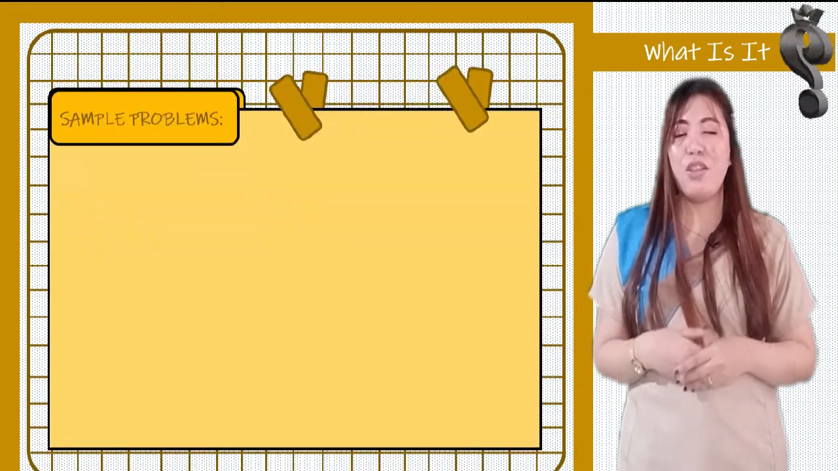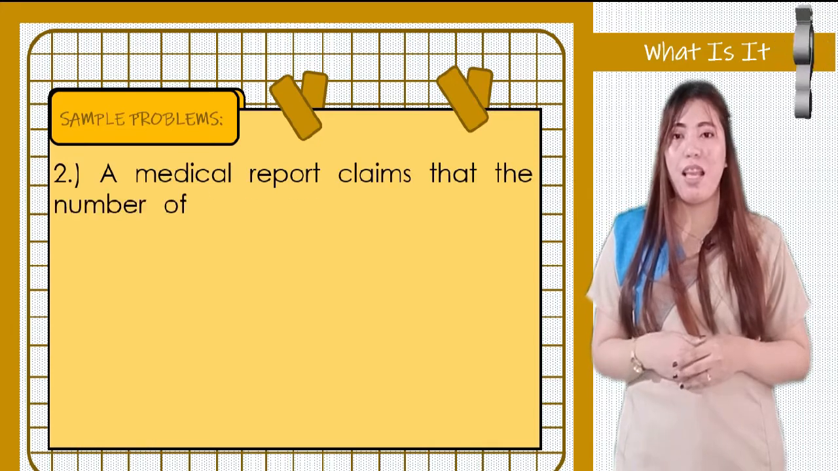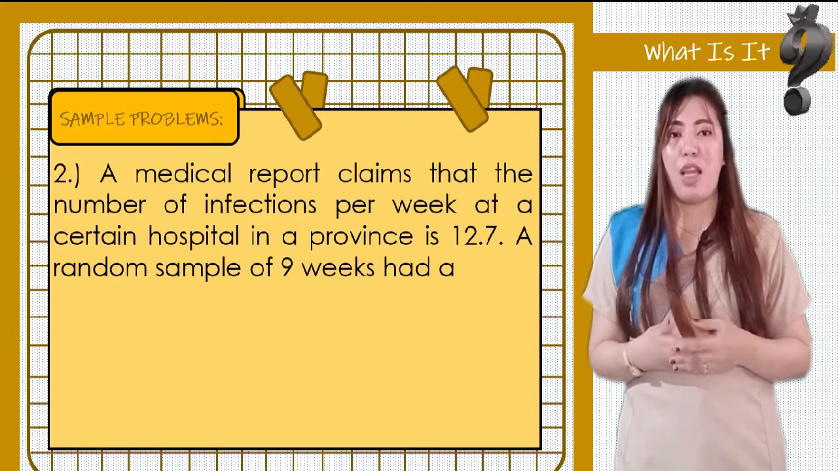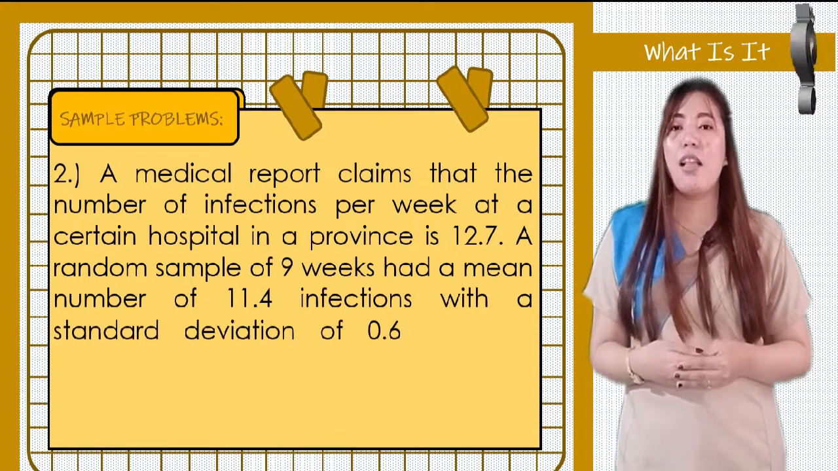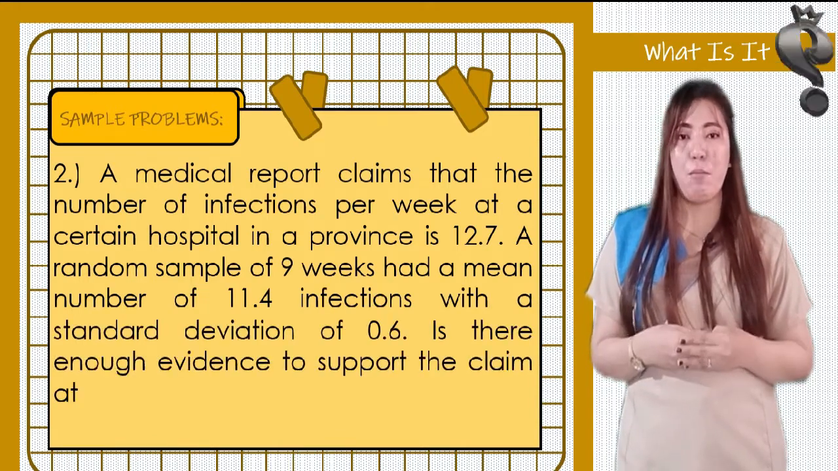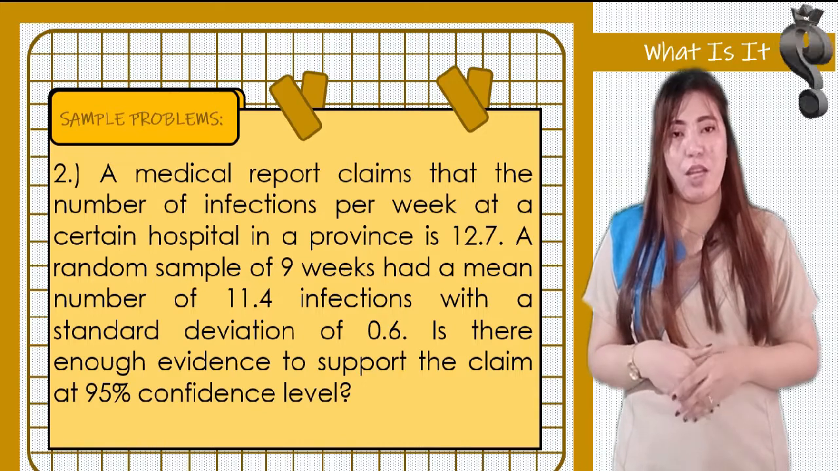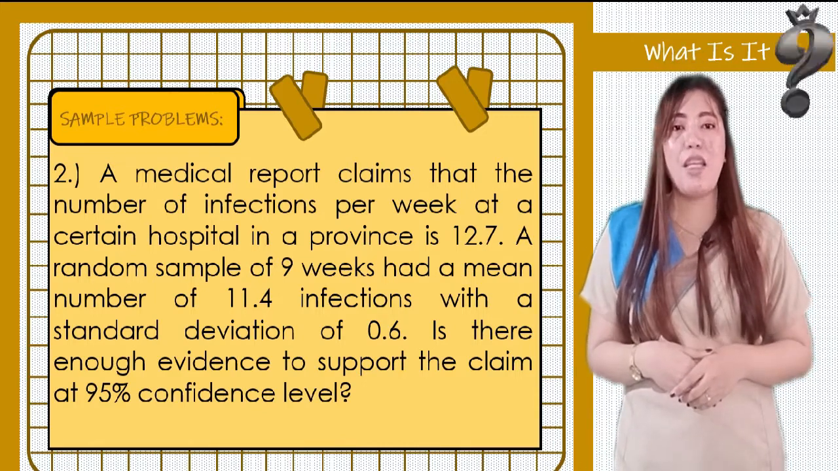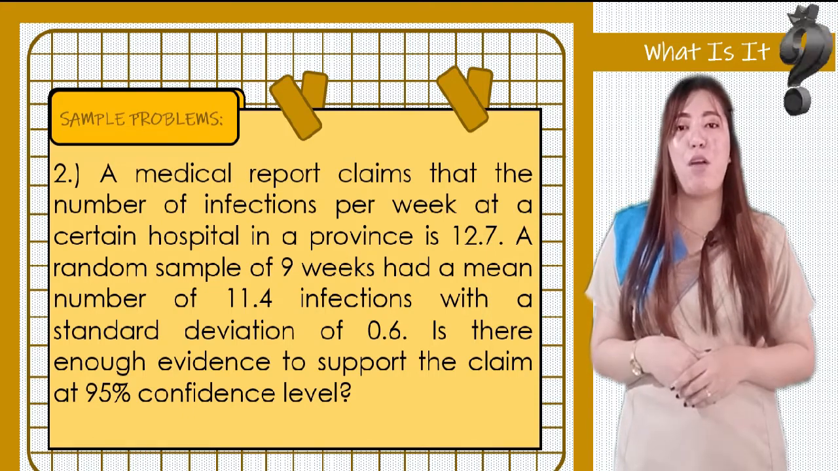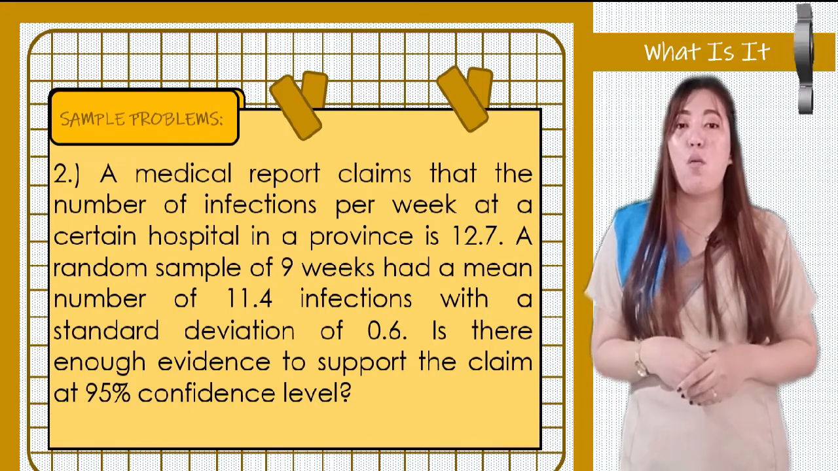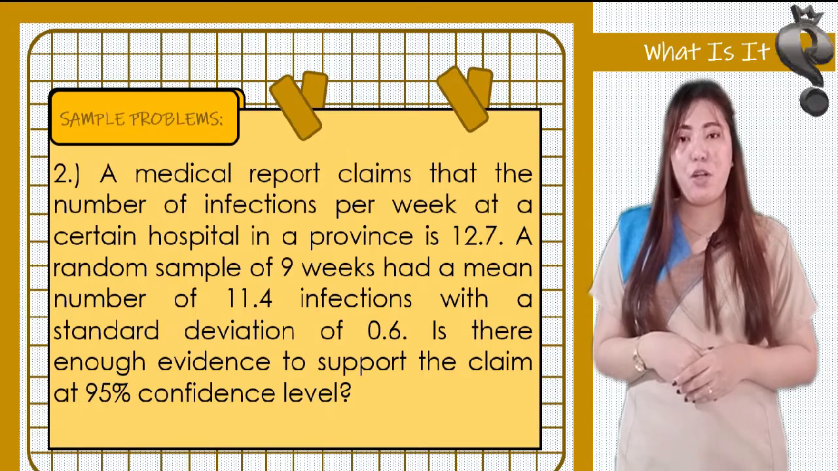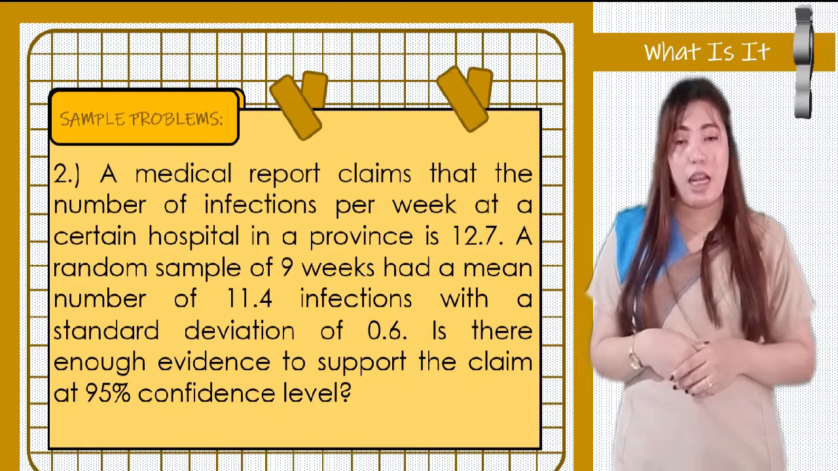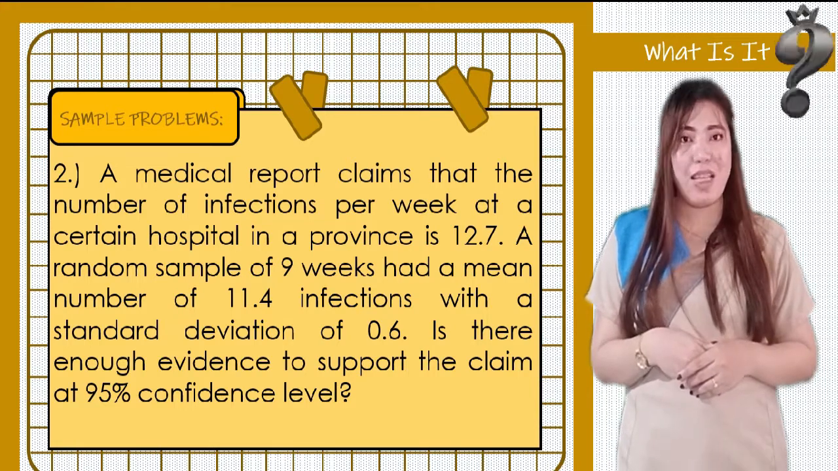Let us proceed to the second problem. A medical report claims that the number of infections per week at a certain hospital in a province is 12.7. A random sample of 9 weeks had a mean number of 11.4 infections with a standard deviation of 0.6. Is there enough evidence to support the claim at 95% confidence level?